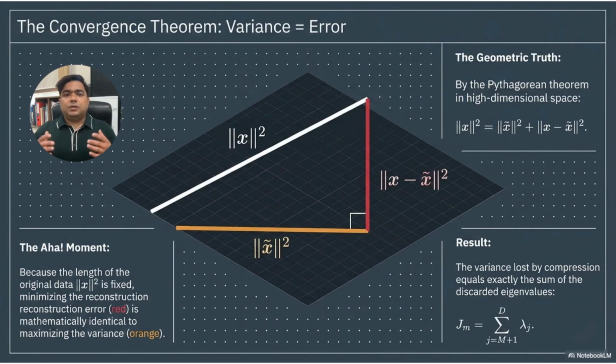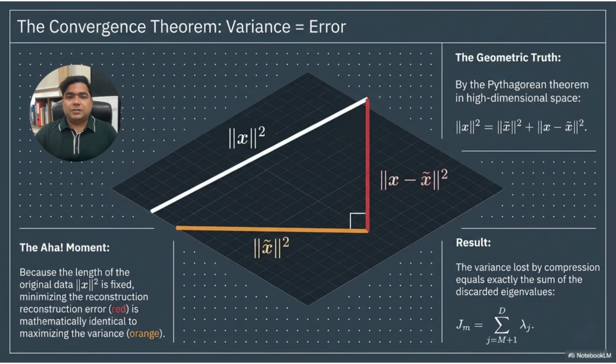This slide connects the two previous viewpoints. We have already seen two ideas. First, PCA maximizes variance. Second, PCA minimizes reconstruction error. At first, these may seem like different goals, but mathematically they are equivalent. The diagram shows a right triangle. The original data vector has a fixed length. One part is the projected vector. The other part is the reconstruction error.